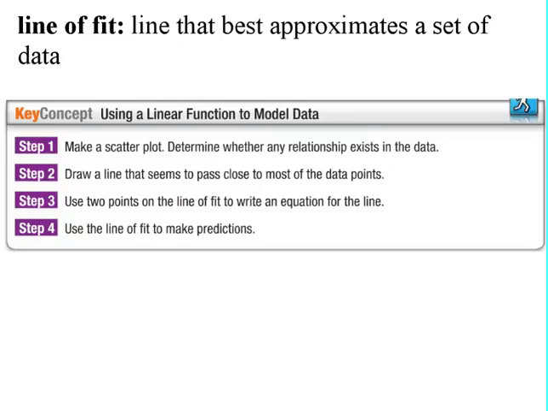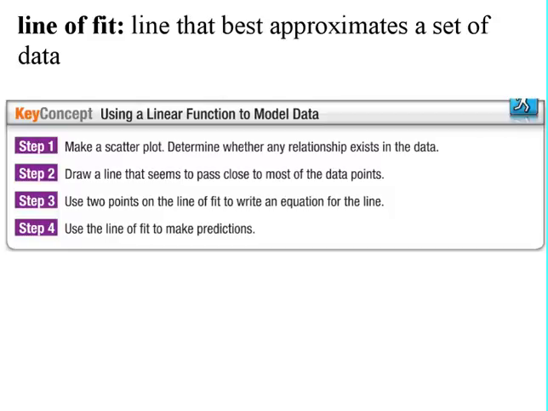We're going to talk about a line of fit now. A line of fit is a line that best approximates a set of data. Okay, so on those scatter plots, when we have the smattering of points, if I were to draw a line in that's like exactly in the middle, that's what the line of fit is. So there are 4 steps for a line of fit. The first one is to make a scatter plot. Determine whether any relationship exists. So that means, is it a positive correlation, negative correlation, or no correlation?